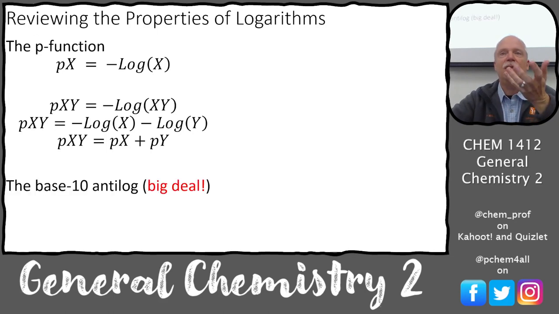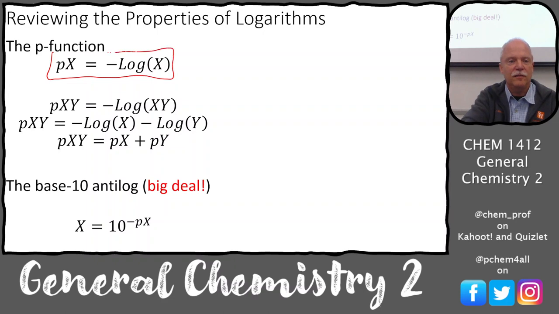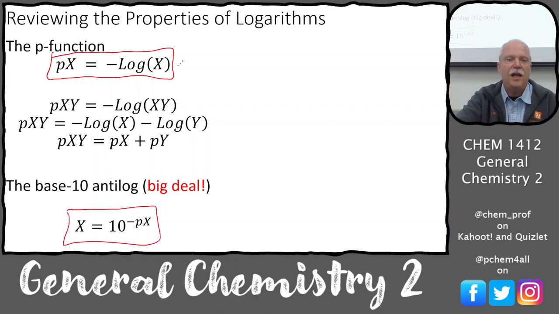Now, it's also a big deal to know how to get out of this log system. If we're given the pH, how do we get to the hydronium ion concentration? We've got to do the anti-log. The anti-log base 10: X is equal to 10 to the minus pX. If you look at these two equations, they are opposites of each other. If I know X, I can calculate pX. If I know pX, I can calculate X. So you've got to be able to go backwards and forwards.